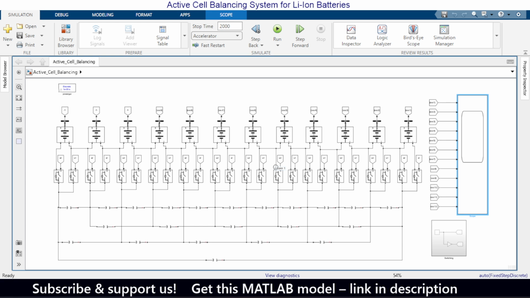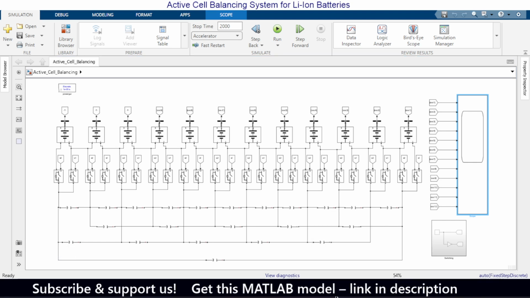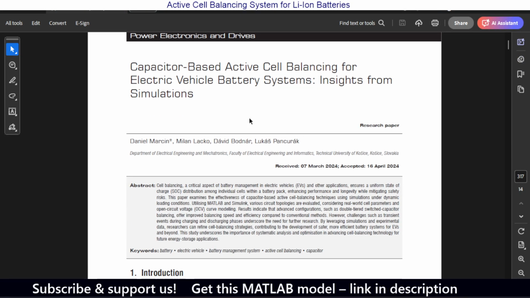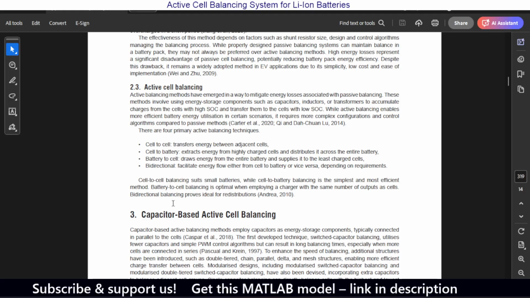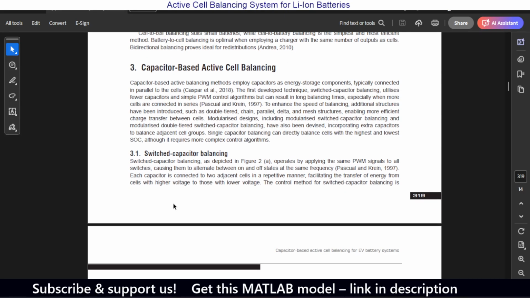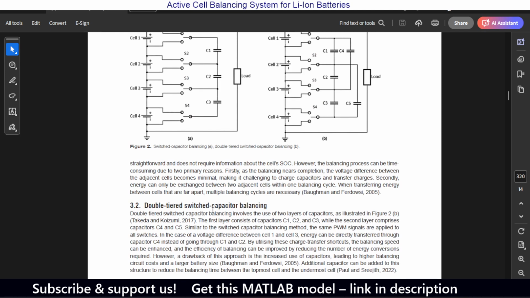So this is a simulation which we are going to simulate. The reference for this is this paper: capacitor based active cell balancing for electric vehicle battery systems. Here they mention a few techniques like passive cell balancing and also active cell balancing. In active cell balancing we have a few types, like switched capacitor balancing, then double tiered switch capacitor balancing. In this particular paper, they have invented a new switching topology. That topology has one more capacitor connected in parallel with a double tiered switching capacitor balancing technique.